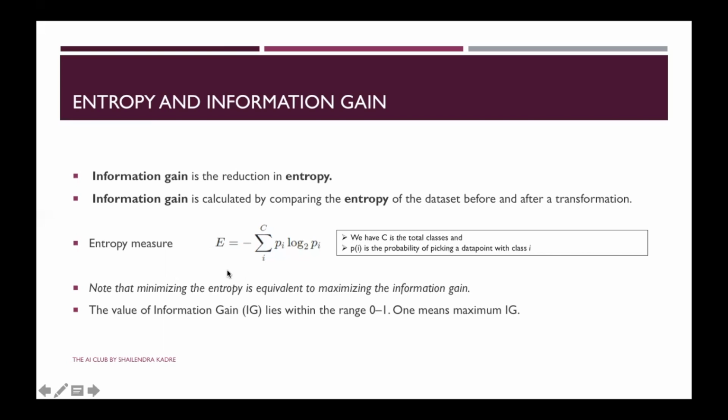Now, minimizing the entropy is equivalent to maximizing the information gain. That is what we have seen earlier. The value of information gain, IG, lies within the range 0 to 1, where 1 means maximum. If the entropy is maximum, then information gain is going to be towards 0. If entropy is low, then information gain will tend to reach towards 1.